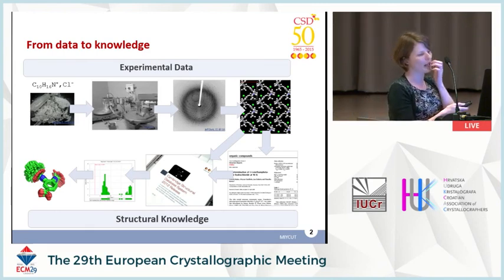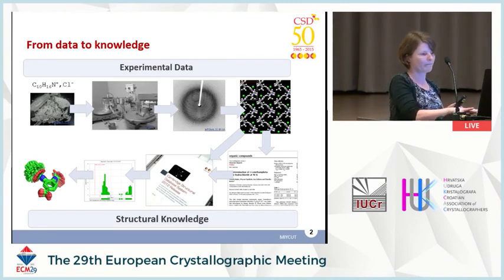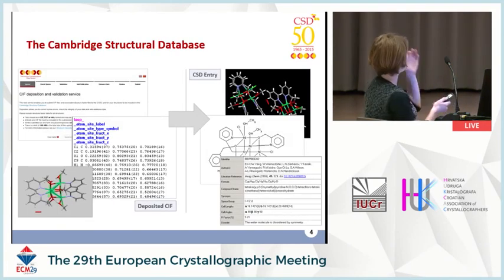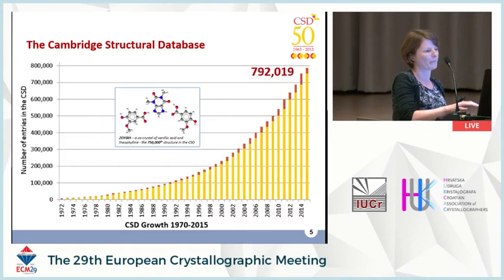And I think what was said a couple of times yesterday is what we're really aiming to do is go from data to information to knowledge to wisdom. So historically at the CCDC, our emphasis has been on the deposition of derived data. Typically, what we receive from depositors is the electronic CIF file, and this contains atomic coordinates. And we use those coordinates to create an entry in the CSD that has chemical connectivity, a 2D diagram, and more chemical information, such as compound name.